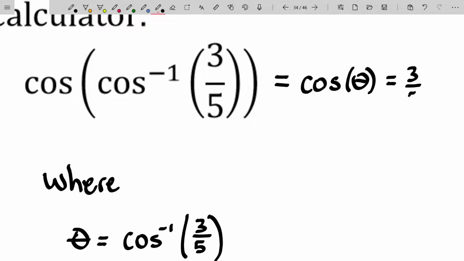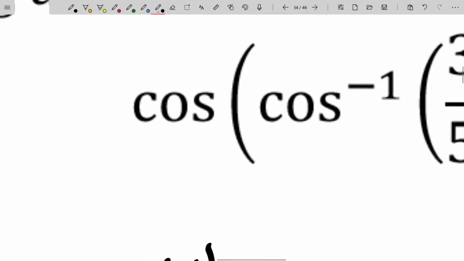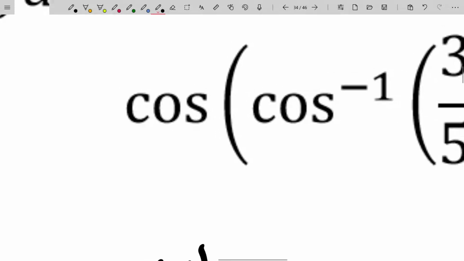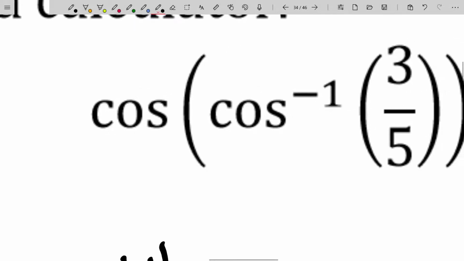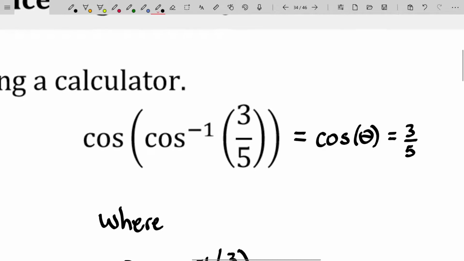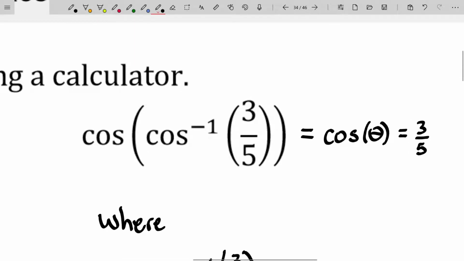This is a rare case where you have a trig function, cosine, evaluated at its own inverse, cosine inverse, and they cancel each other out. And it just becomes that 3/5. It's because they are inverses of each other, and the cosine is unrestricted.